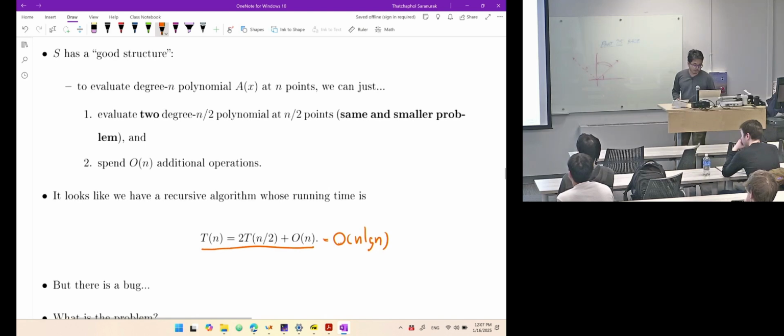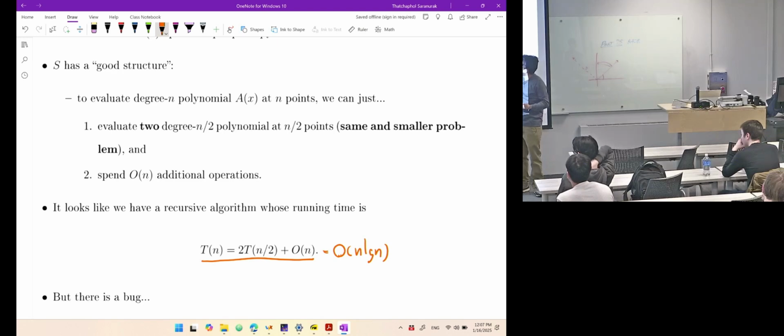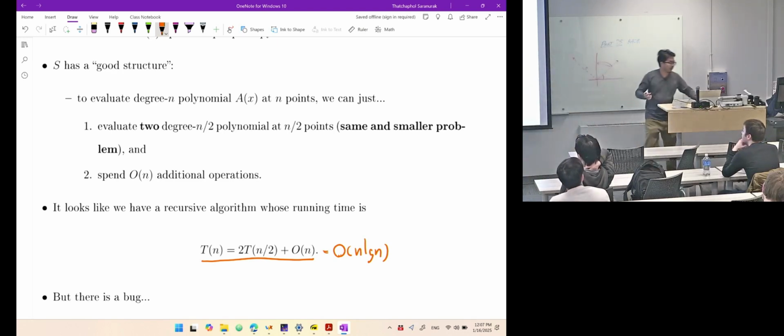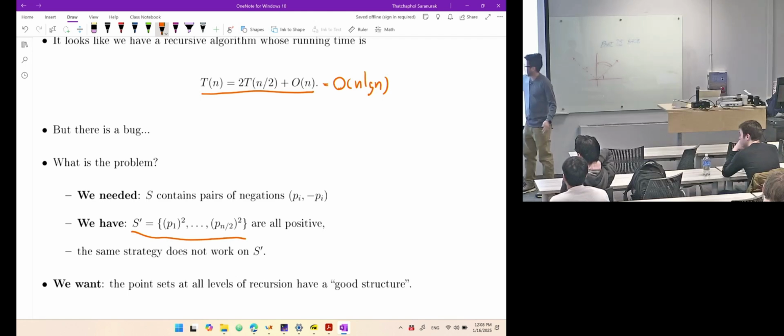But can someone tell me what the issue was again from last time? Yeah. We would have to square each point, but that would make the positives equal to the negatives, so they would want to be distinct points. Exactly. Our strategy is to square each point when you go to recursion. If they are negations of each other, they will go to the same point. But in the recursion here, the point set that we want to evaluate, they are all positive. There's no negation of each other, so you cannot pair them up, and you cannot continue this idea.